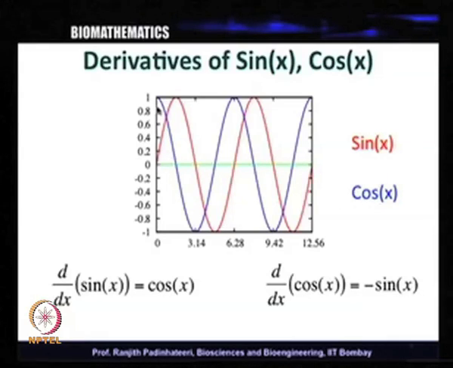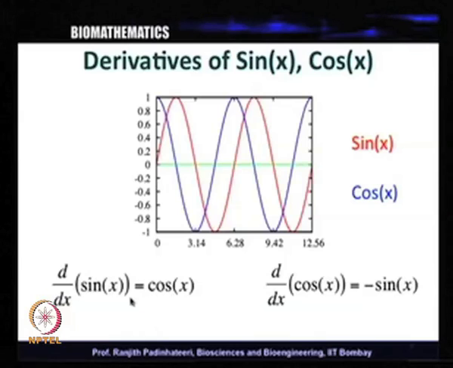So, look at it, for 0, cos 0 is 1. So, starting from 1, cos pi by 2 is 0, cos pi is minus 1, and cos 2 pi is plus 1. So, you can see that the blue curve represents the cos of x and the red curve represents sin of x. Now, our claim is that the derivative of sin x is cos x.